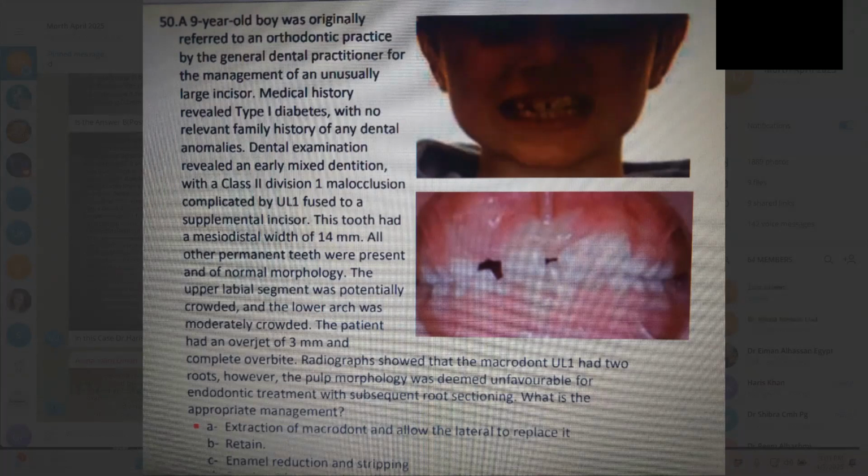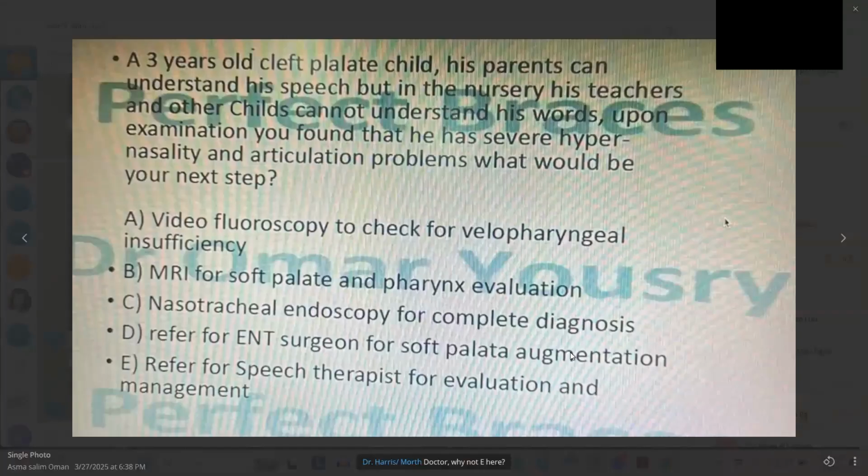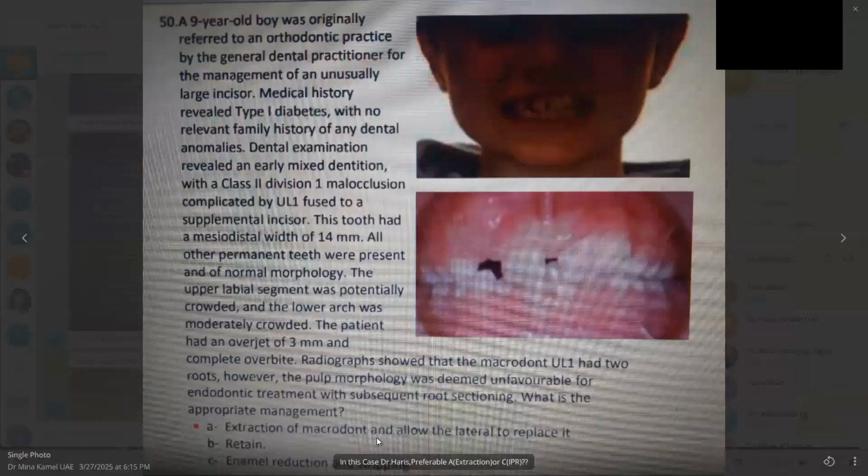What is the most appropriate? It's quite big. If it's not endodontic treatment, then extraction. The patient is 9, and it will affect other teeth, like the eruption of the other teeth. So I will go for extraction.